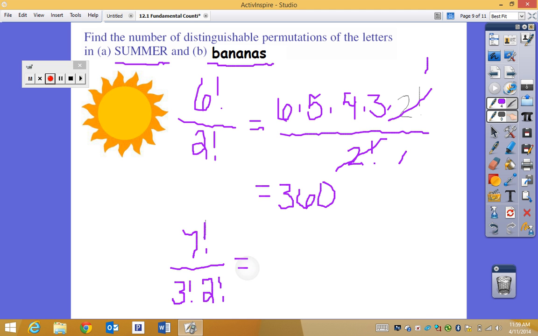When we write that out, we can either write this all the way out and simplify like in the word summer, or if you would like to use your calculator, you can take 7 factorial: press the number 7, the math button, go over to probability to find your factorial, and then divide that by, and make sure when you are doing this that you put the denominator in parentheses, 3 factorial times 2 factorial. This is going to give us 420 distinguishable permutations of the letters in the word bananas.